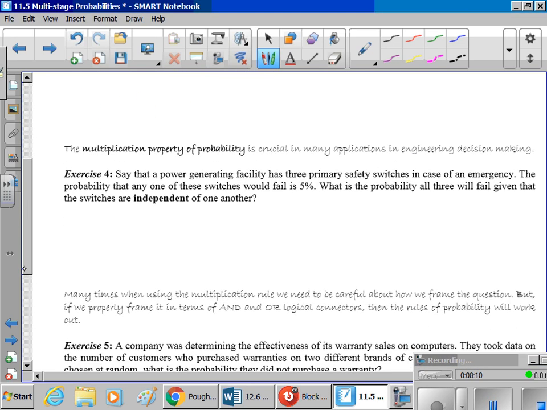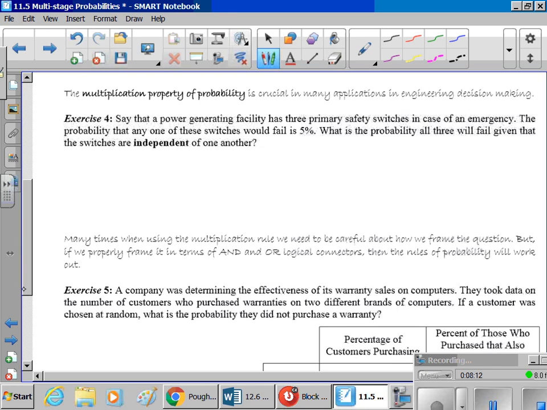So the multiplication property of probability is crucial in many applications in engineering decision making. So exercise 4. Say that a power generating facility has 3 primary safety switches in case of an emergency. The probability that any one of these switches could fail is 5%. Remember, we think mathematically, we think as a number, 0.05.